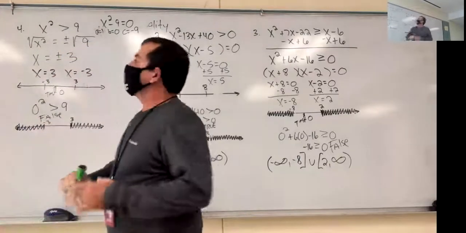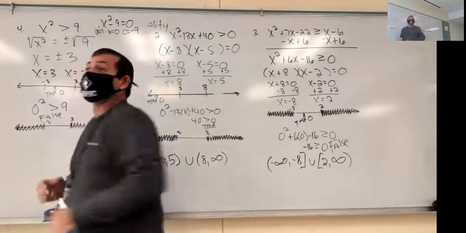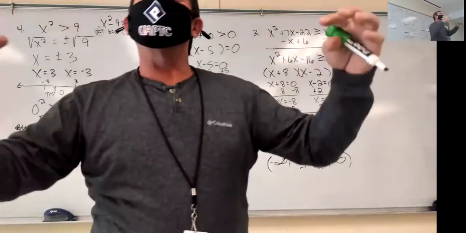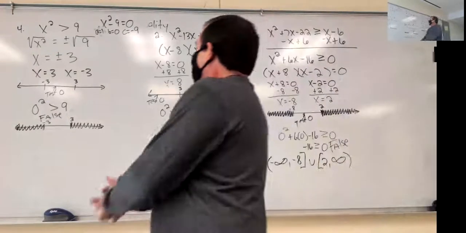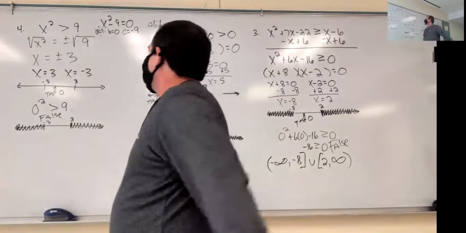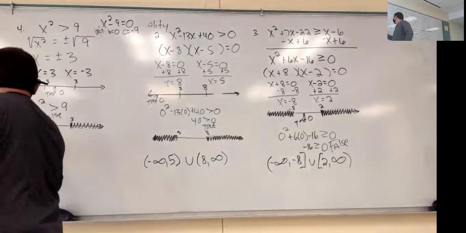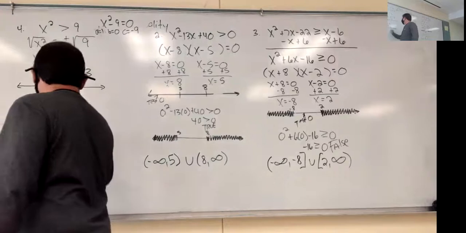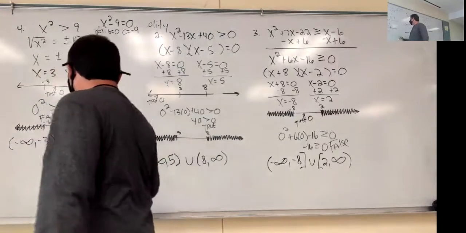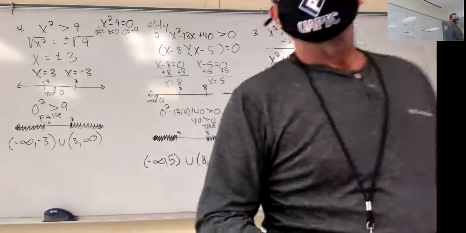I'll tell you a little trick on these. Most of these x squareds, if they're greater than, they're going to shade outside the numbers. If they're less than, they're going to shade in between them numbers, okay? Especially on these with the x squareds up in the front. So I guess that's ready for my interval. Open parentheses, negative infinity, negative 3, close parentheses, union, open parentheses, 3, infinity, close parentheses. Okay. There you go.